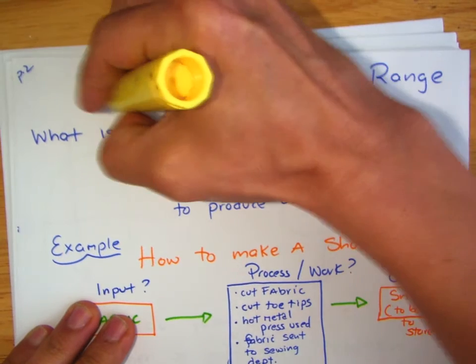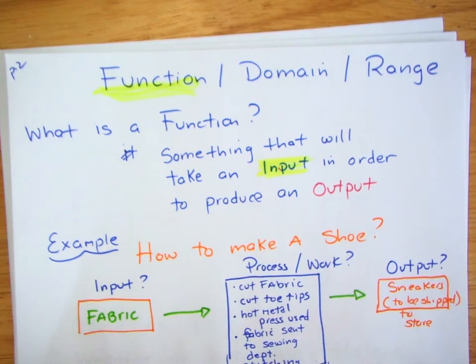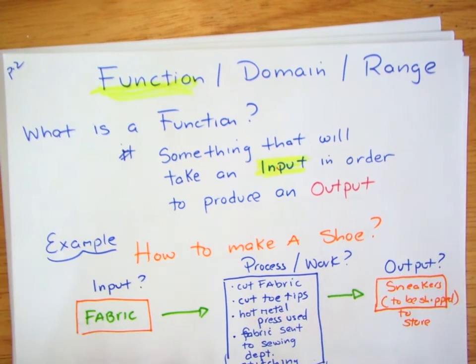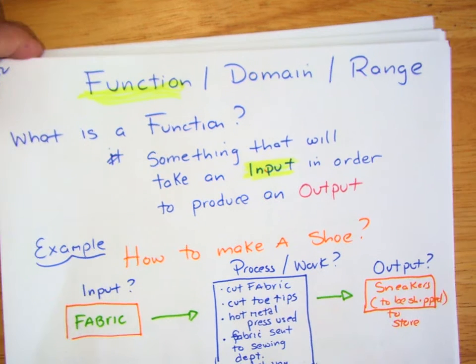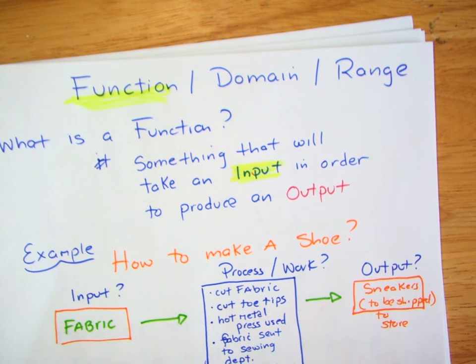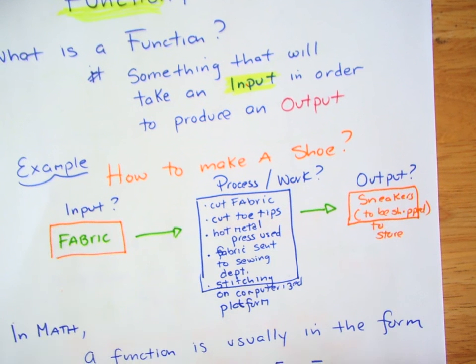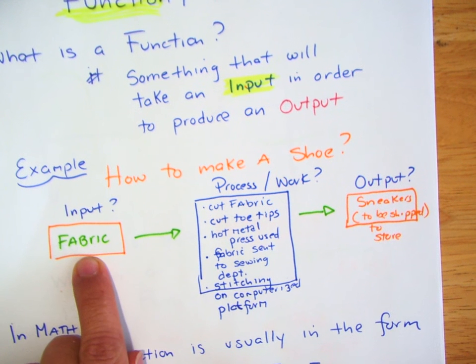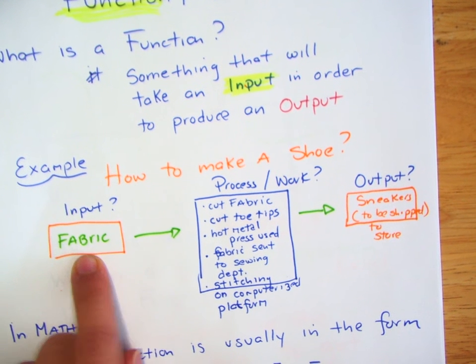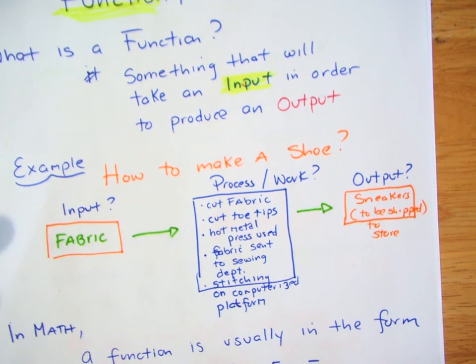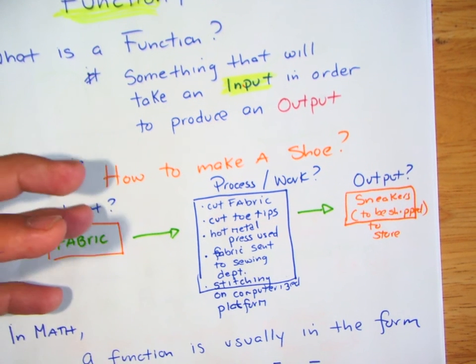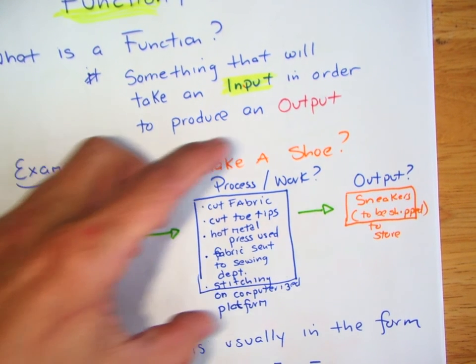And what is a function? A function is something, in an abstract sense, that will take an input in order to produce an output. For example, how do you make a shoe? Basically, you got to start with the fabric. From the fabric, it's your input, your starting point, what you're going to start with.